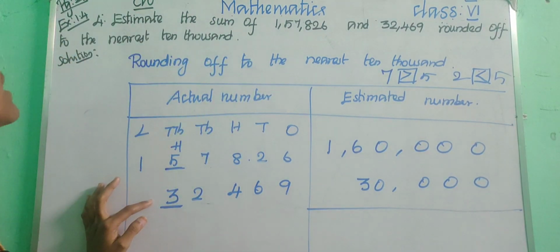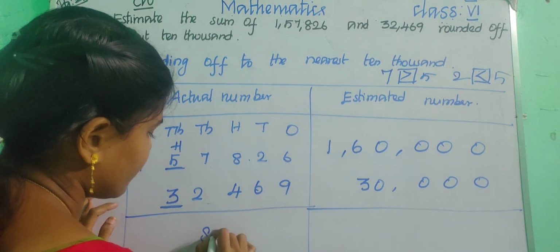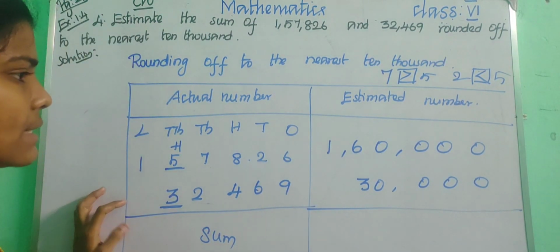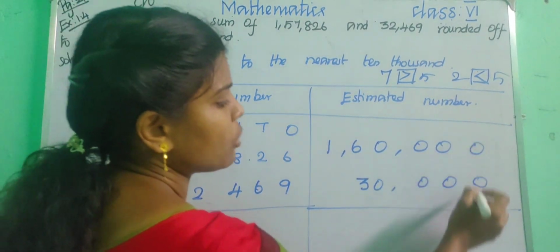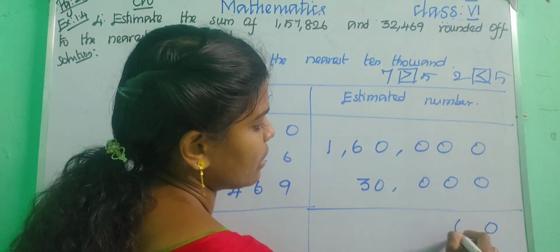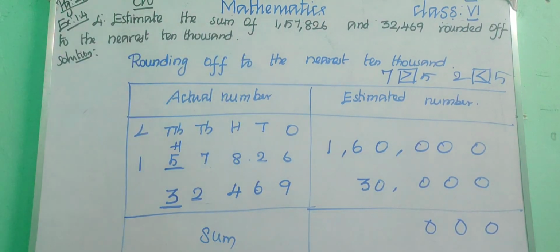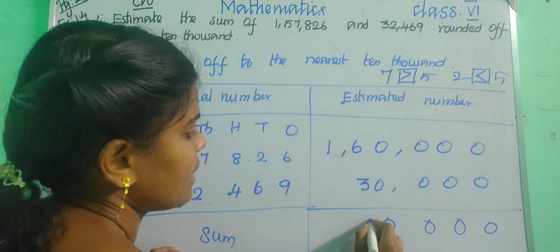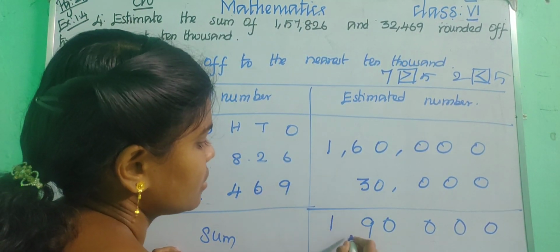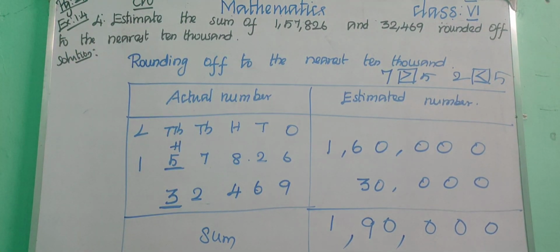Okay, so what we need to do, estimate the sum. We are going to find the sum, right? So let us find the sum. We need to find the estimated number sum. So 0 plus 0, 0. 0 plus 0, again 0. 0 plus 0, 0. 0 plus 0, 0. 6 plus 3, 9. And 1. So 1,90,000 is the estimated sum. Okay children, so copy this in your classwork notebook.